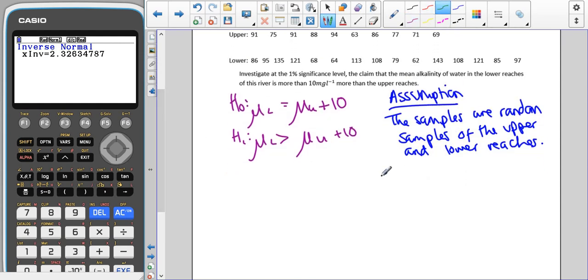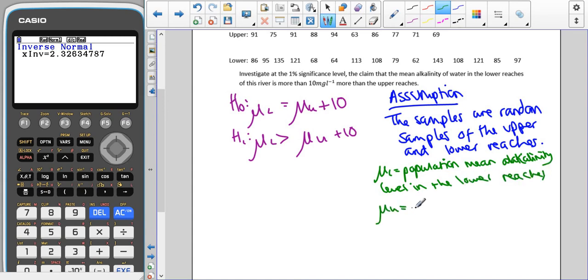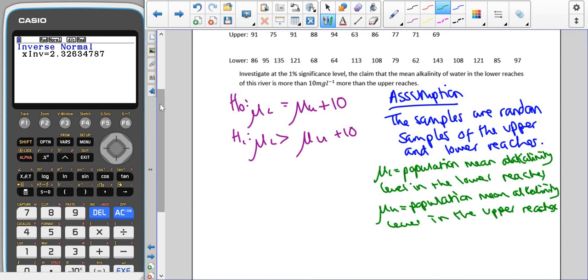And again, you have to define those. So mu L is the population mean alkalinity level in the lower reaches, and mu U is the population mean alkalinity level in the upper reaches. I know it's boring to do. Look, I've just done it twice, okay? Do it every time. You will get used to it, and then you'll remember to do it in the actual exam.